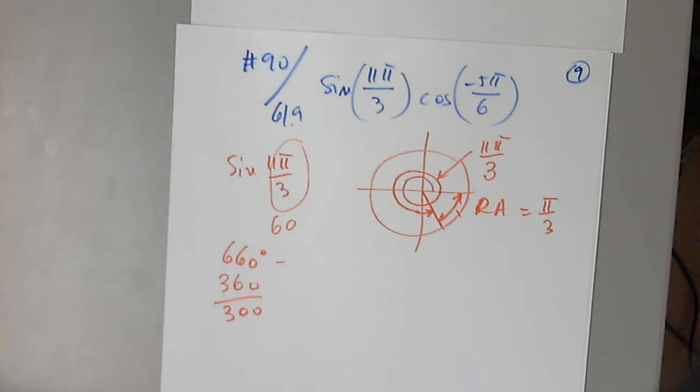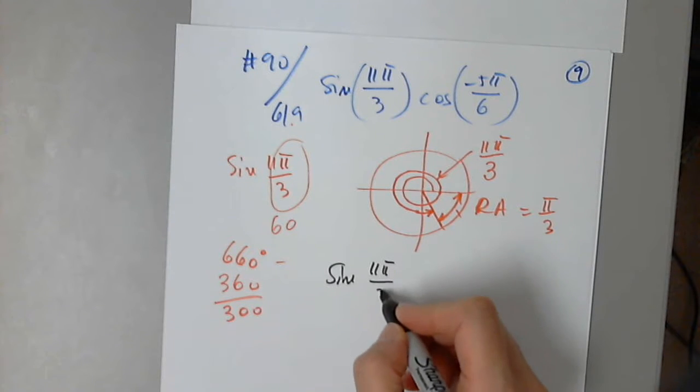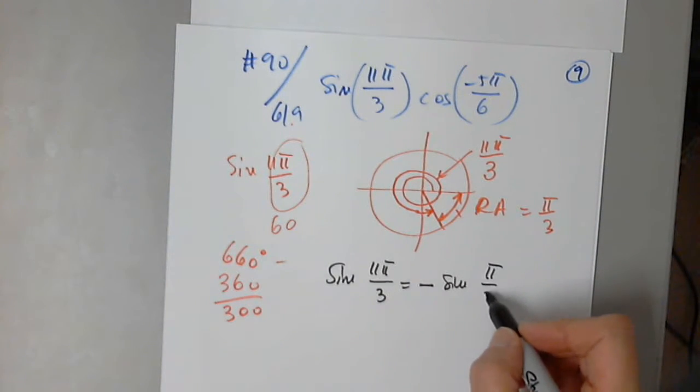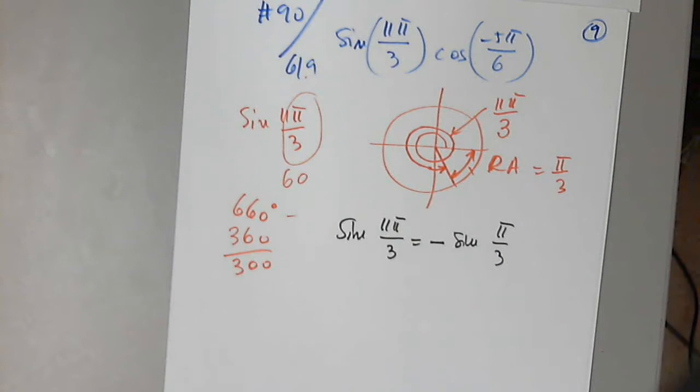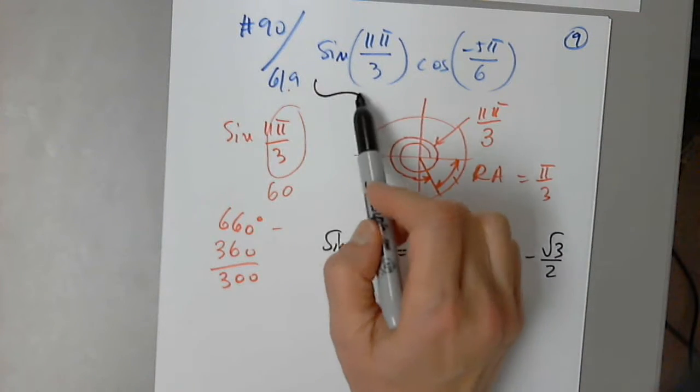So here's how I write the answer. Sine of 11 pi over 3 is the negative sine of the reference angle, and it's negative because the terminal side is in the fourth quadrant. Sine of pi over 3, the first number for that angle, is the square root of 3 over 2. So the answer is negative the square root of 3 over 2. So we determined this piece.